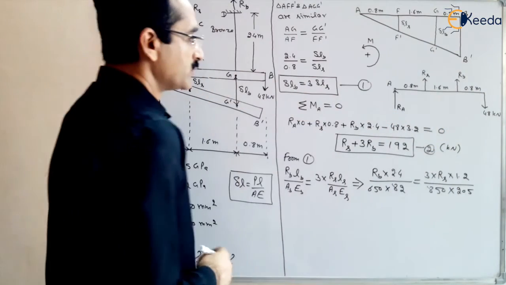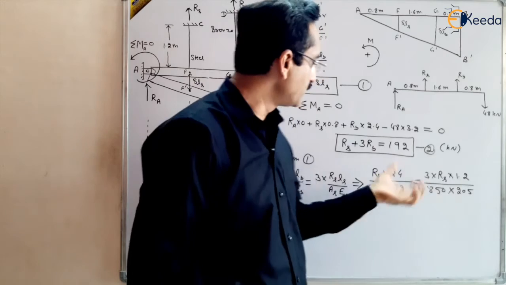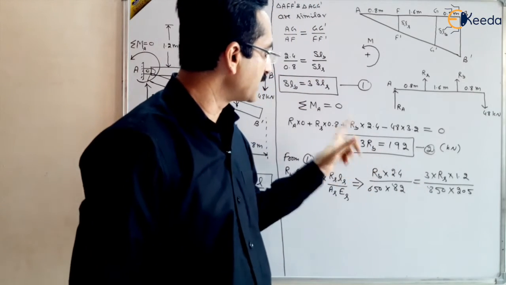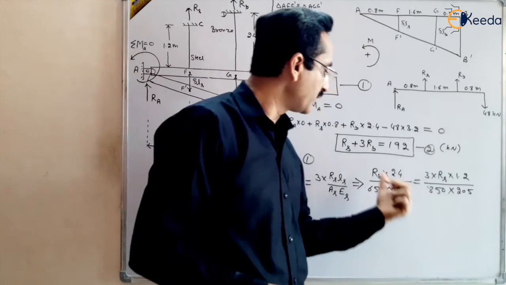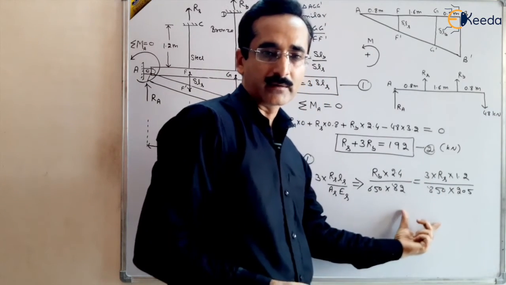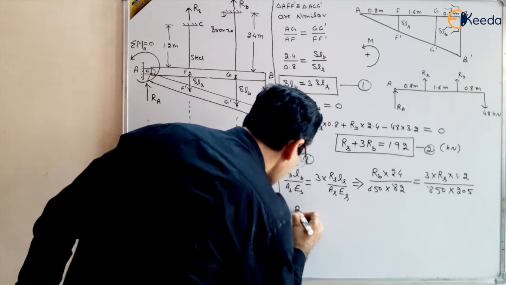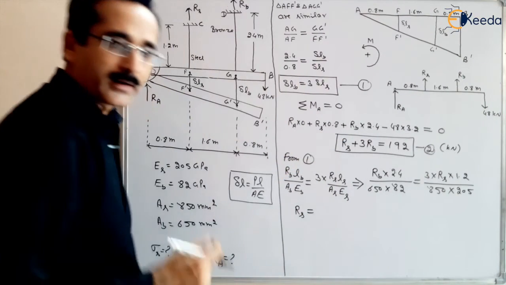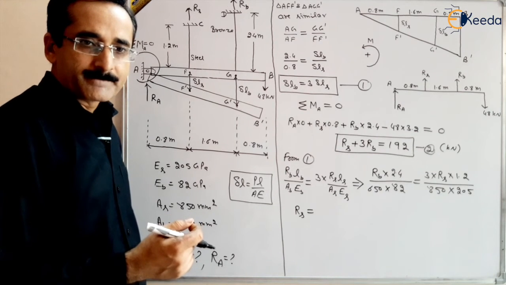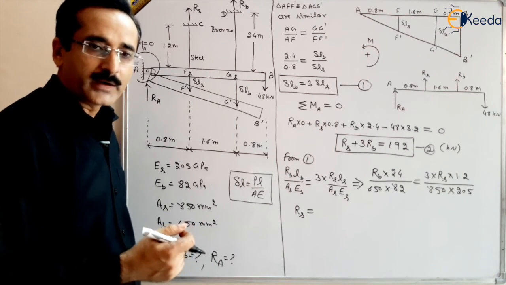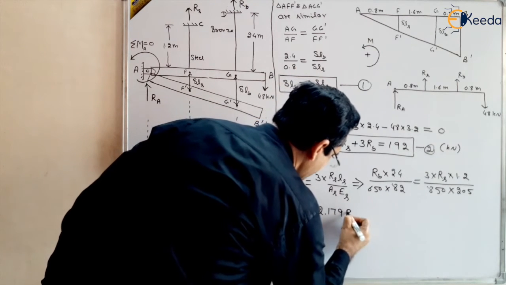Right? So by this you will get another relation between Rb and Rs, and the two equations can be solved and you can get the reactions Rs and Rb. So again you will get a relation between Rs and Rb, that Rs is equal to 2.179 Rb.